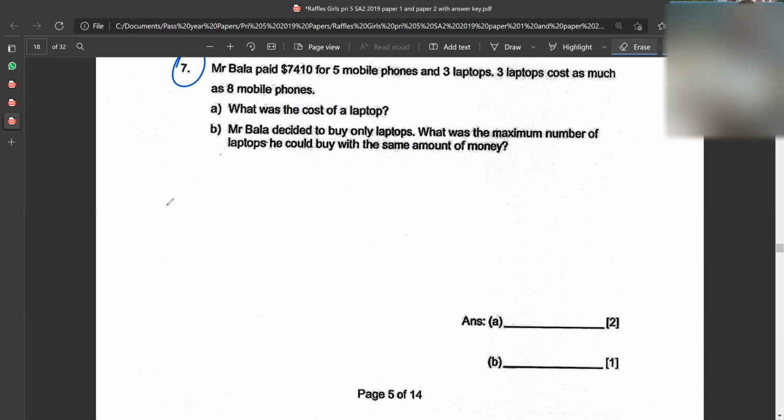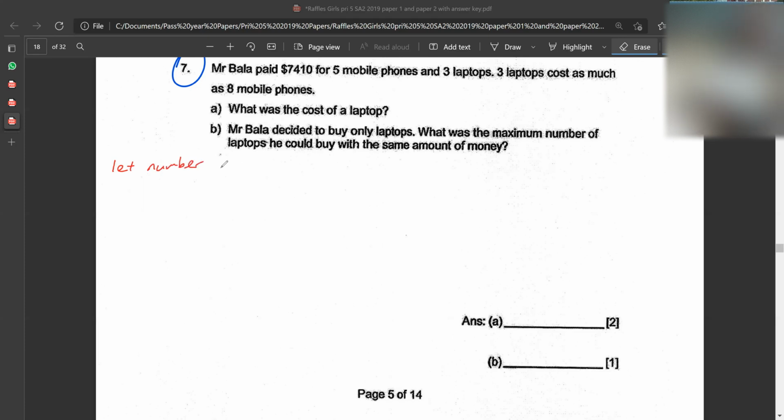Okay, Mr. Bala paid 7,410 for 5 mobile phones and 3 laptops. 3 laptops cost as much as 8 mobile phones. What was the cost of the laptop? Okay, this kind of question, I strongly encourage algebra. You know why? You know why I strongly encourage algebra?